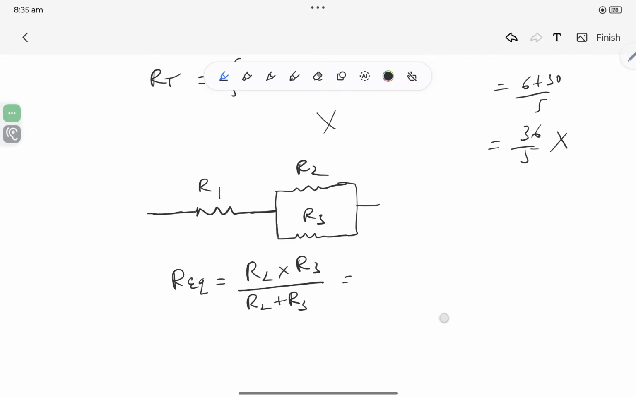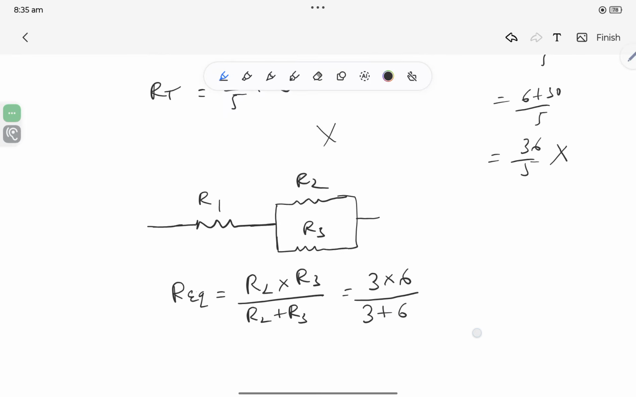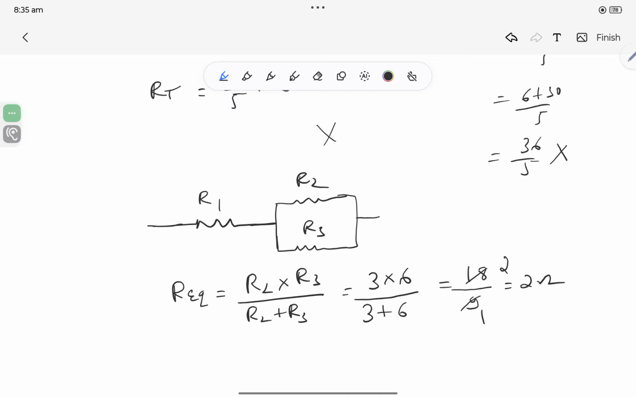So R2 is 3, R3 is 6: 3 into 6 divided by 3 plus 6. 3 sixes are 18, divided by 6 plus 3, 9. 9 twos are 18. So it becomes 2 ohm.